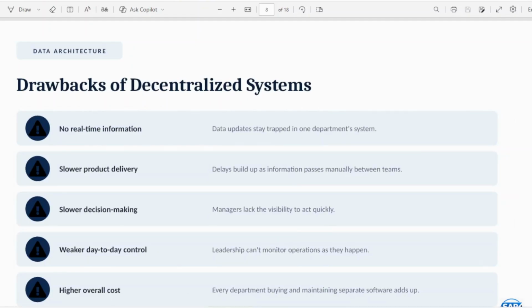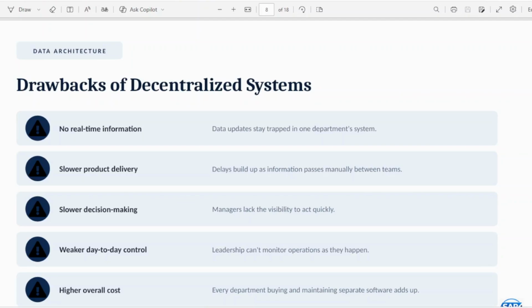So what are the drawbacks of the decentralized system? Let's quickly go through the main problems. Number one, there is no real-time information. Data stays stuck in one department. Number two, product delivery becomes slower because information has to pass manually from one team to another. And number three, decision making becomes slower too because managers don't have full visibility.